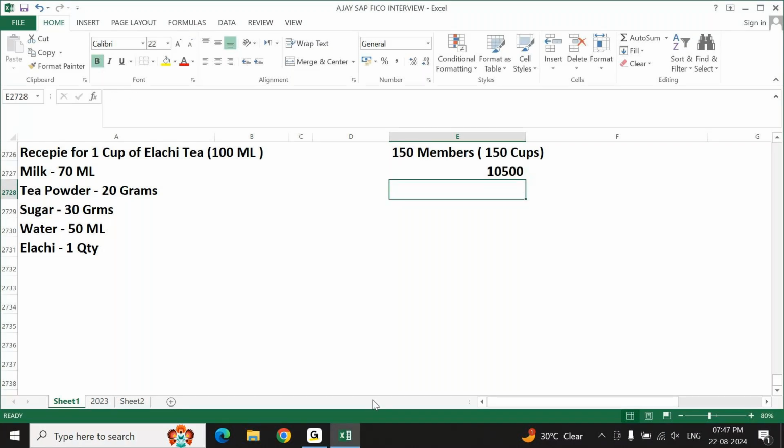Now tea powder, 20 grams. 20 grams into 150. What am I doing? I'm simply multiplying whatever is here for 1 by 150. Here also, 50 multiplied by 150. 1 multiplied by 150 is 150. Now I need to convert this into proper calculations.